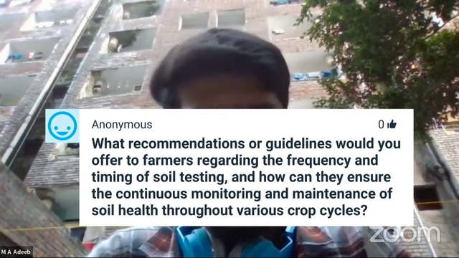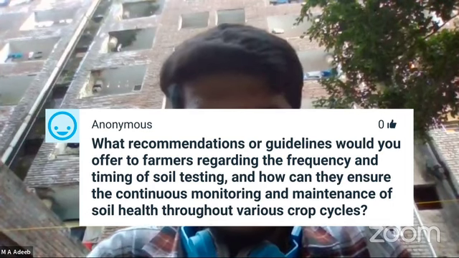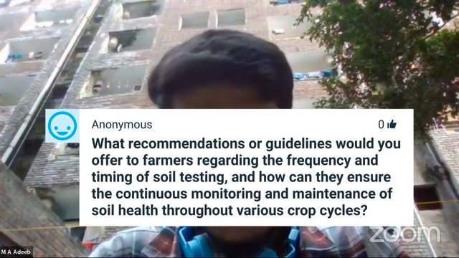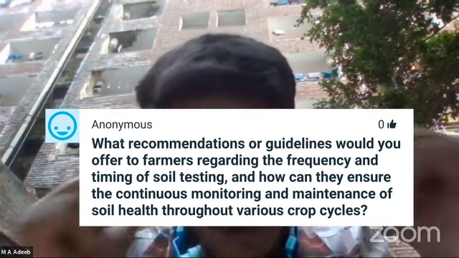Considering the diverse agricultural landscape in different regions, what are some general best practices or standardized approaches that can be universally adopted for effective soil testing, irrespective of geographical variations? Sorry, ma'am, I'll repeat. Yes, ma'am. Considering the diverse agricultural landscape in different regions, what are some general best practices or standardized approaches that can be universally adopted for effective soil testing, irrespective of geographical variations?